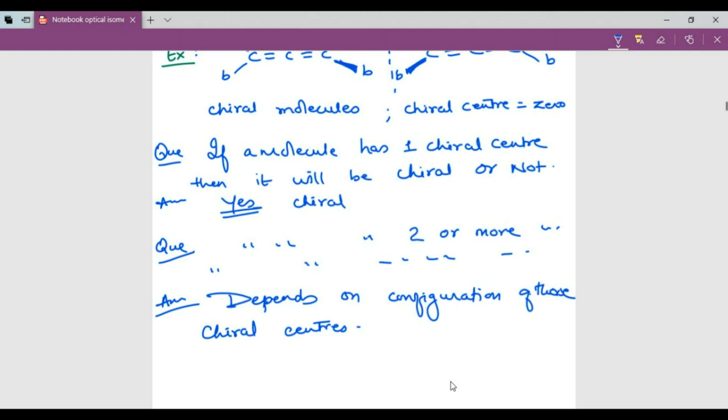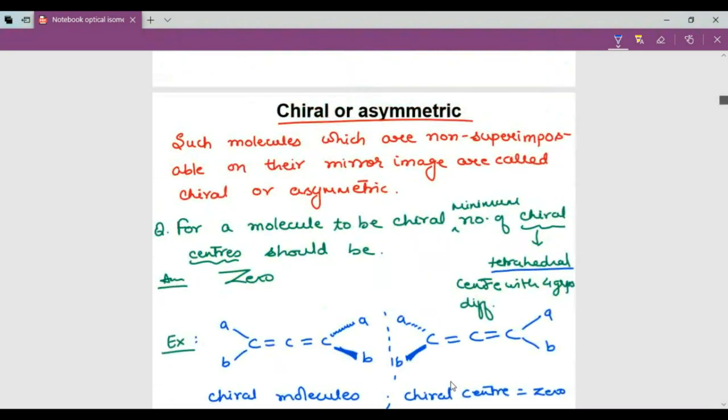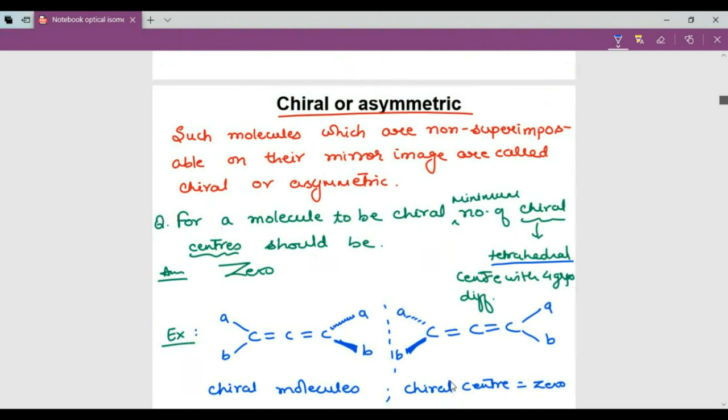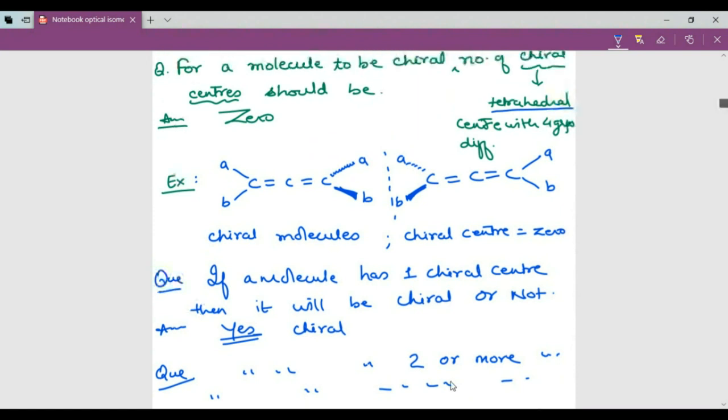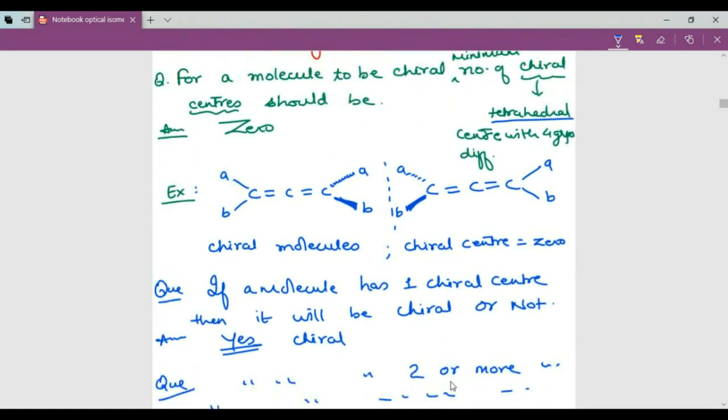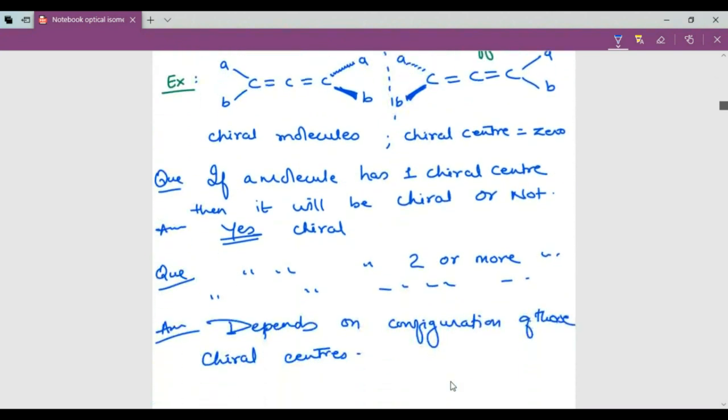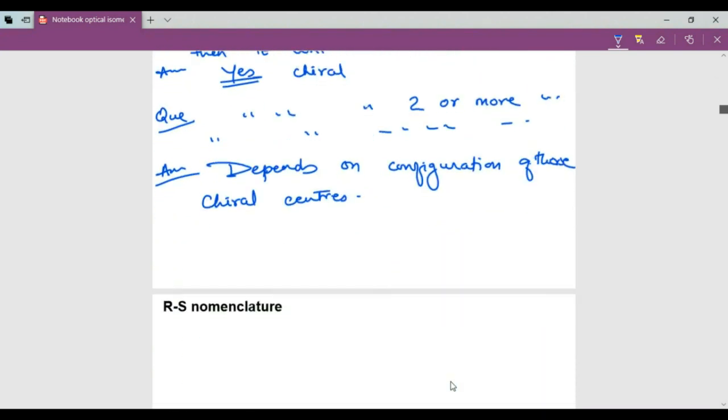Okay, so let me conclude what I just said. A chiral molecule is the one which has a non-superimposable mirror image. If a molecule has a minimum of one chiral center, yes, it will behave as chiral. But if it has two or more, then it could be chiral or achiral, depending on the configuration of all the chiral centers. And the minimum number of chiral centers required for a molecule to be chiral, the answer is 0. It can be 0 and still it is chiral.